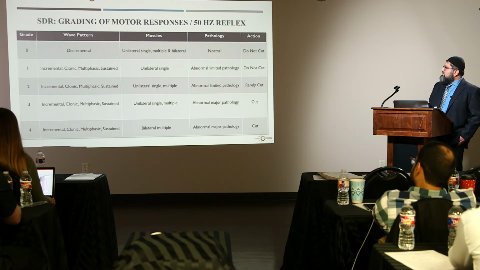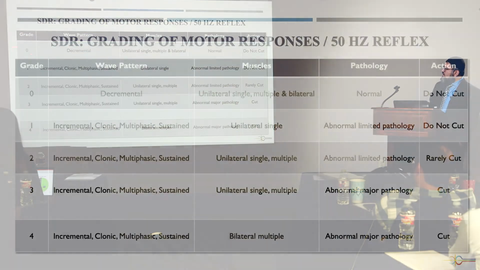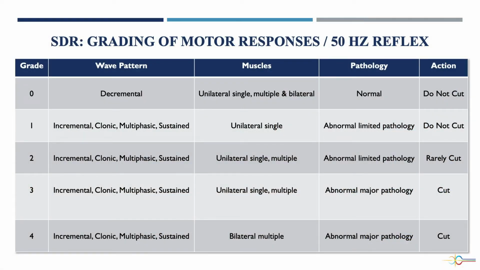So if you have this chart, you have grade 0 and grade 1, and the response is decremental, and you get a unilateral response from one muscle. So these are the normal responses, we don't cut that. With grade 1, if you have incremental, clonic, multiphasic or sustained responses but it's unilateral and single, these are abnormal responses, but we do not cut those.